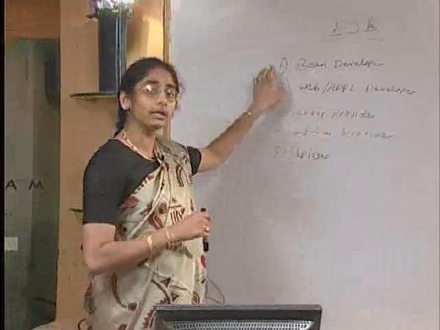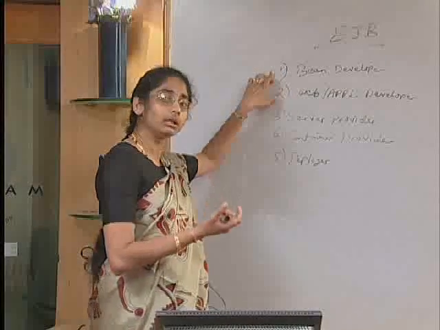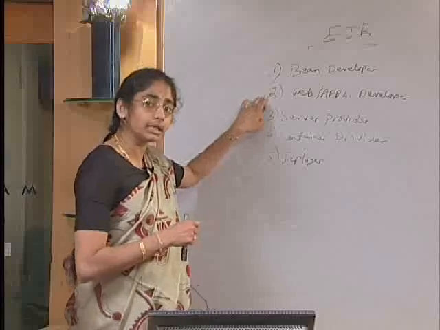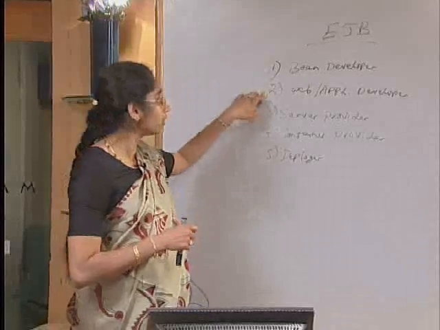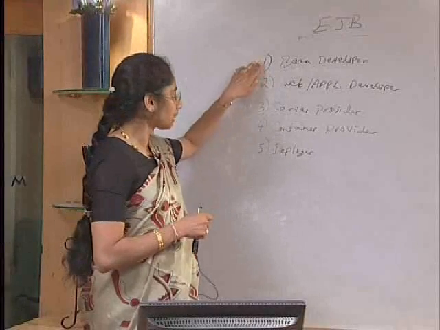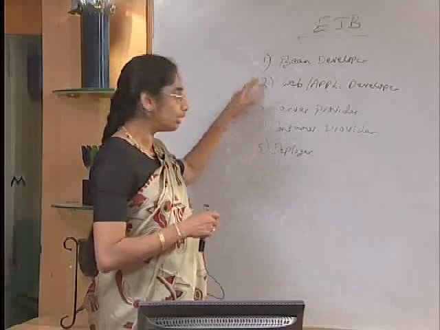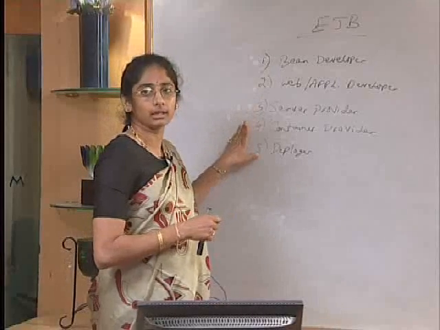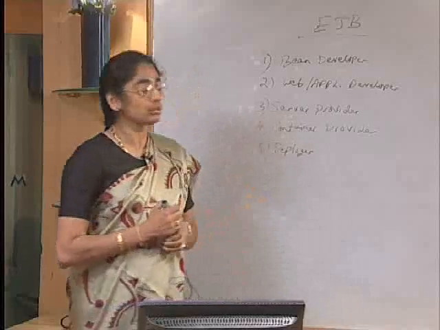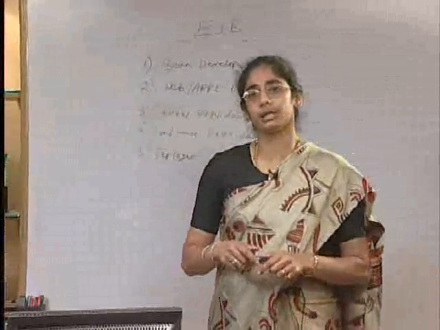The bean developer is your enterprise Java bean developer, the one who creates your business components. The web or the application developer uses the component built by the bean developer. The deployer will place your components onto the container, or deploy your components onto the server. So these are the 5 different roles defined by the EJB specification.